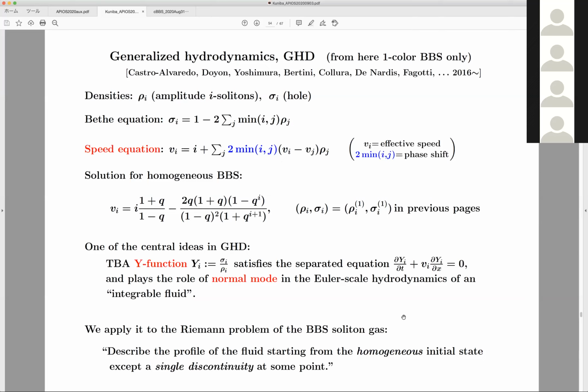So until this point, we were only discussing the BBS in the homogeneous system, just empty background and homogeneous. And well, solitons move to the right and so on, but there's no kind of inhomogeneity, artificial inhomogeneity. But now I introduce this Riemann problem setting.